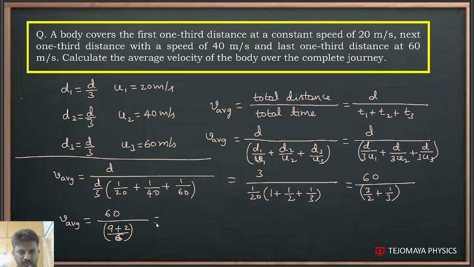Okay, so 60 into 6 divided by 11, that is 360 divided by 11 meter per second. You can simplify this and you may get around 32.73 meter per second. Okay, that is about this question. Hope you have got it. Let us move to the next question.